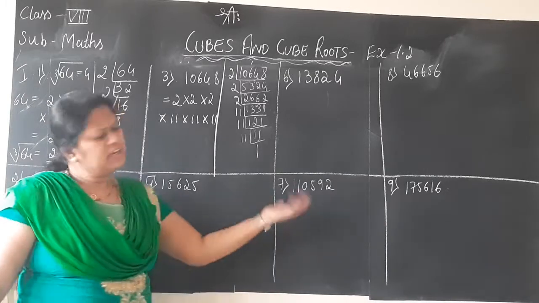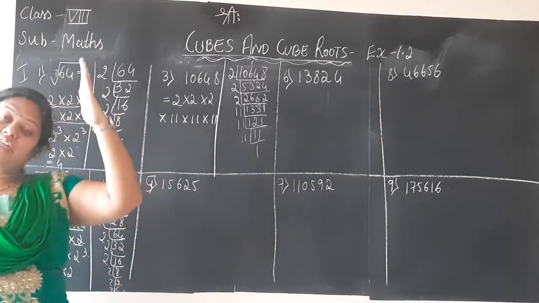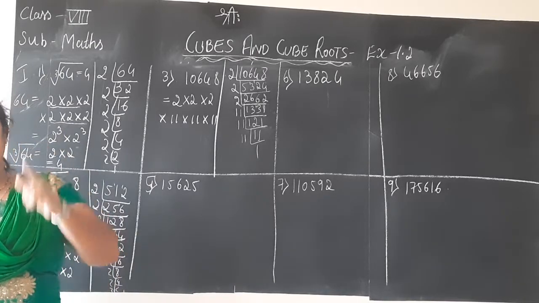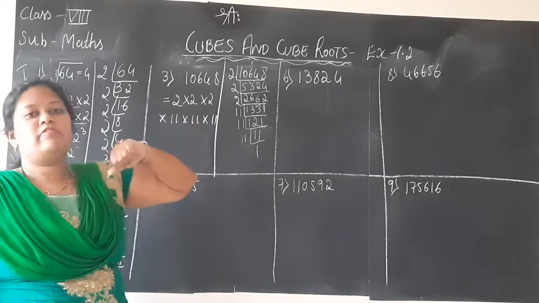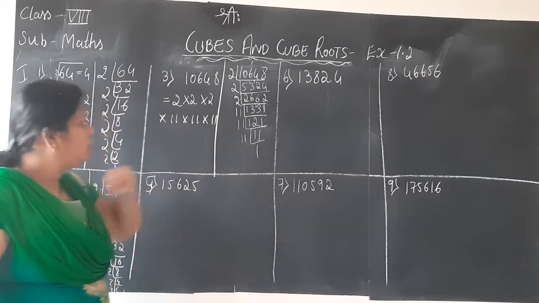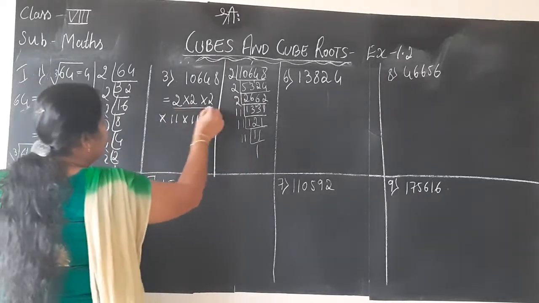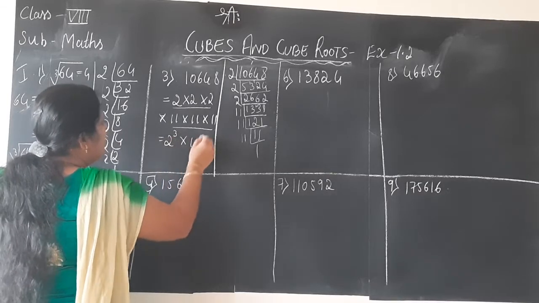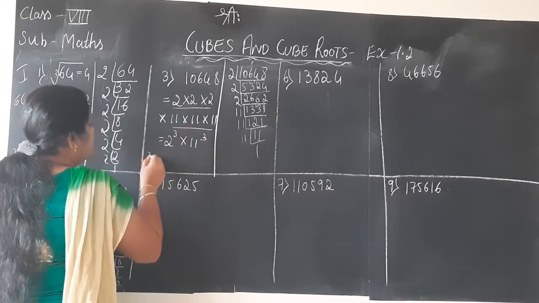You just ask them, give me any number, maybe in 10,000 lakhs also. I will find you what is its cube root in a minute, you can say. How? Do it with the prime factorization method, children. Once you do the prime factorization method, group 3 numbers, that is 2 into 2 into 2 is 2 cube, 11 into 11 into 11 is 11 cube.